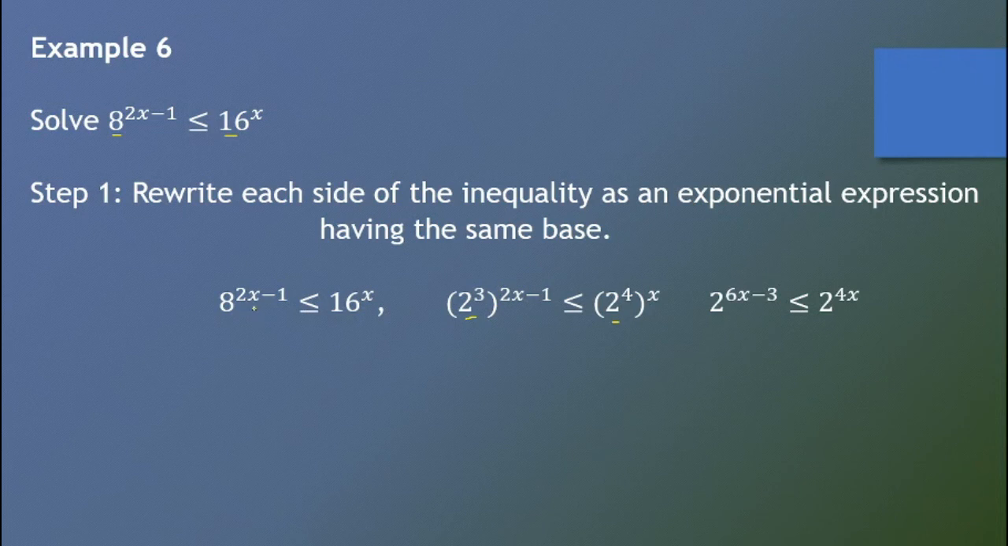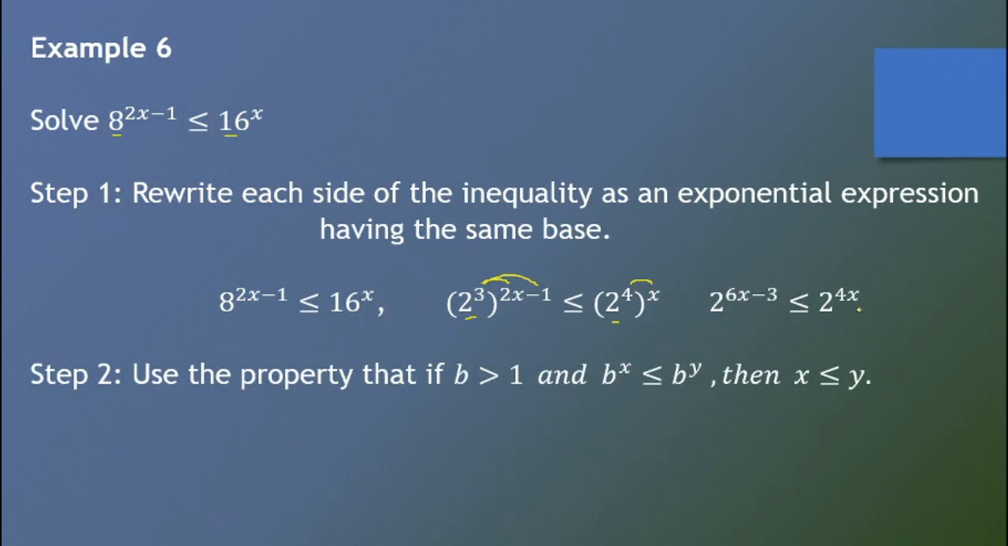And then, copy mo yung 2x minus 1 sa labas. Next, para si 2 ay maging 16, kailangan mo siyang gamitan ng exponent na 4. Next, copy yung x dun sa labas. And then, after that, simplify mo si exponent, si 3, multiply dito. So, we have 6x minus 3. And then, si 4, multiply mo kay x. Magkakaroon ng 4x.